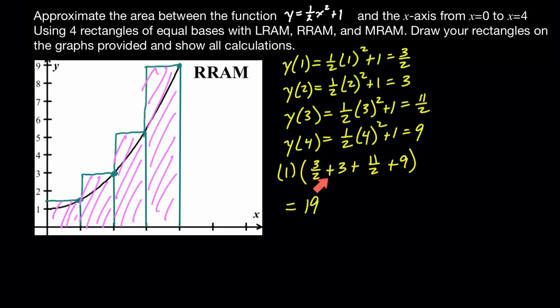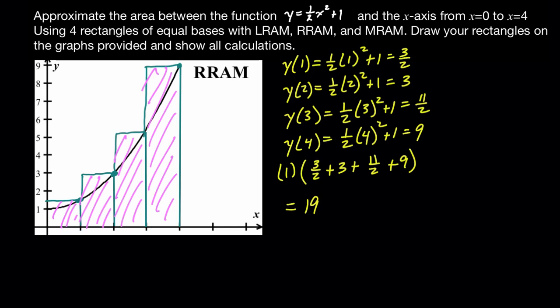Now I calculated the area a little bit differently. Instead of writing 1 times this plus 1 times this plus 1 times this plus 1 times this, I just factored out that 1, which means we can just do that if the base value is the same all the way across. That allows us to just add up the heights and then multiply the height times the base value. This comes out to be 19.